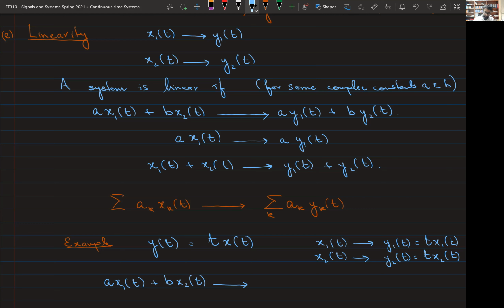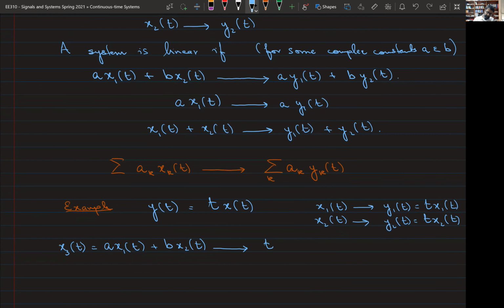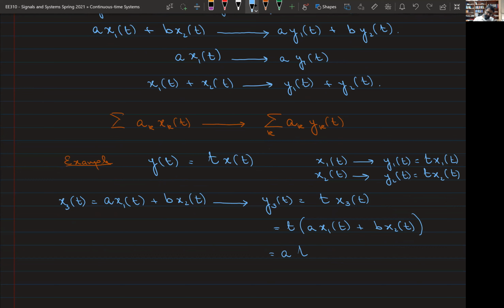Let's say that input is some x3 of t. I know from the system definition that the output y3 of t is simply t times what the input is. Let me plug in what the input is. So this is t times a times x1 of t plus b times x2 of t, and therefore this is a times t times x1 of t plus b times t times x2 of t.